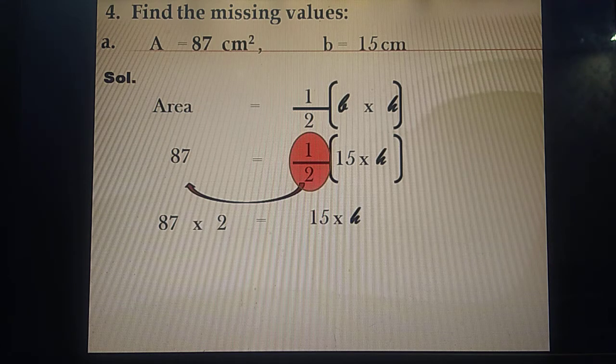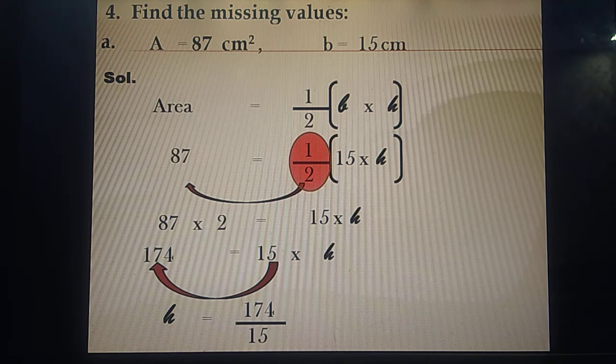Again, we will shift this 15. First, you will multiply the left hand side two numbers as 174 is equal to 15 into h. Shift this 15 to the other side to get the value of h as 174 upon 15. Divide the two. You will get the answer as 11.6 centimeter.